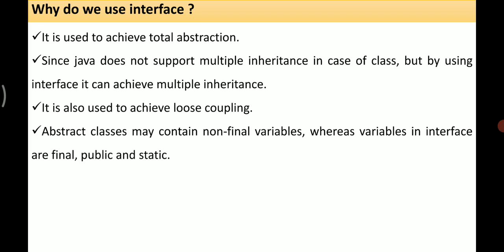Interfaces are used to implement abstraction. Abstract classes may contain non-final variables, whereas variables in the interface are final, public as well as static.